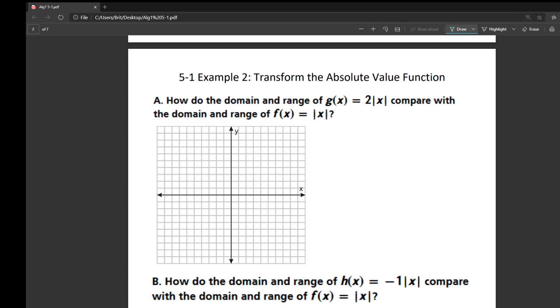This is Britt Caswell with another example video. In this video, I'm covering example 2 from section 5.1 in the SavvasRealize Algebra 1 textbook.